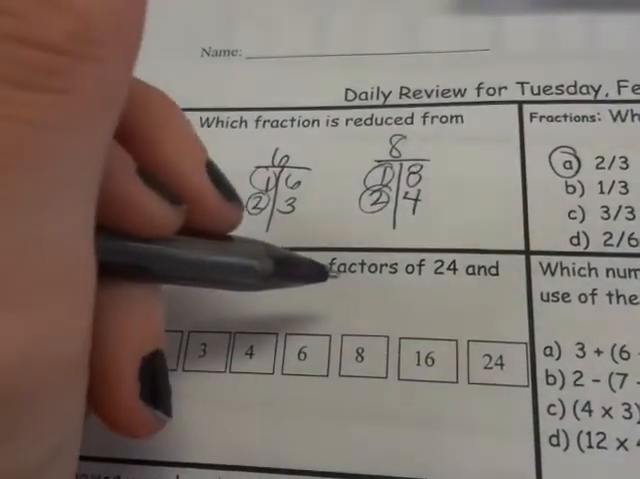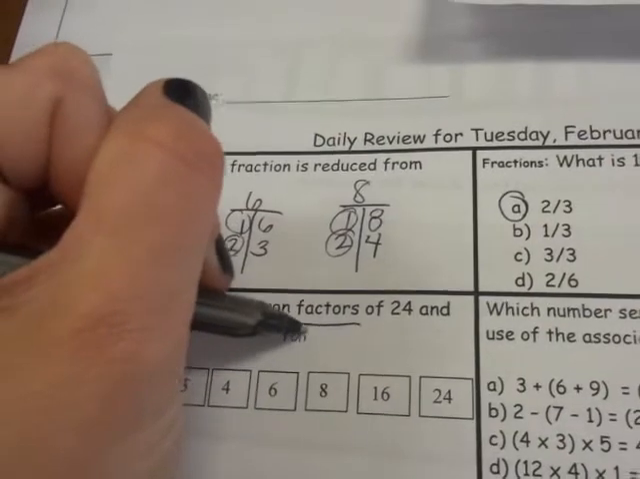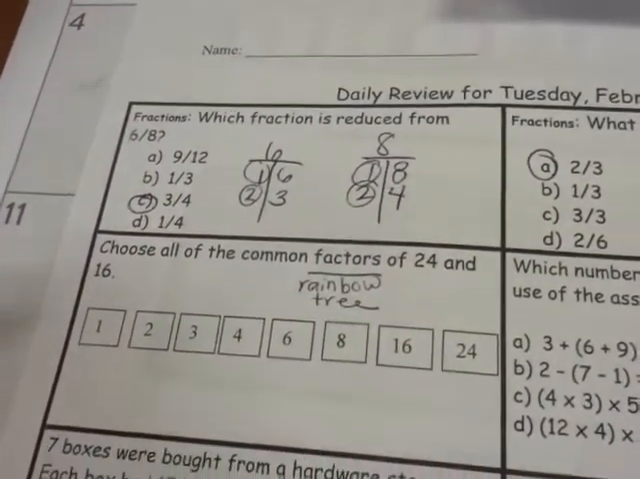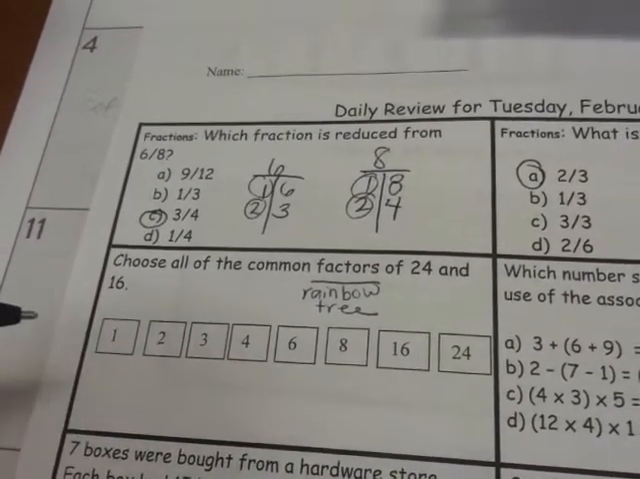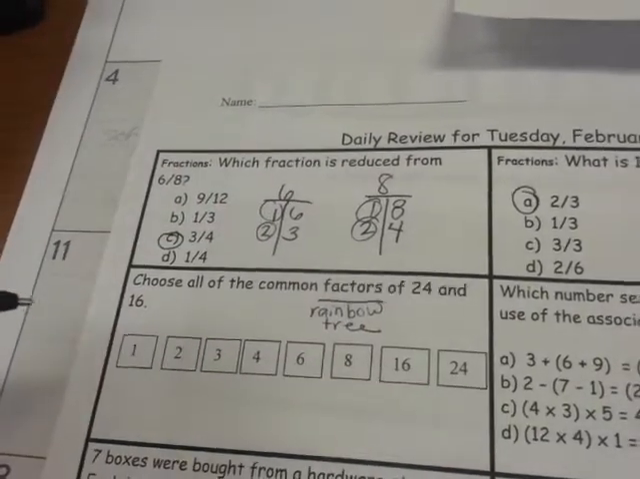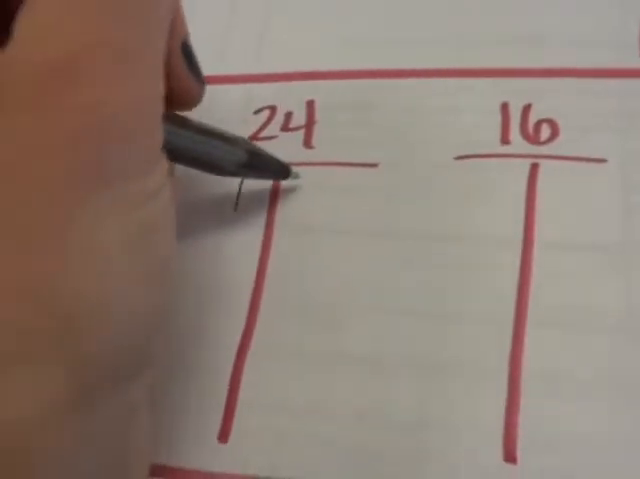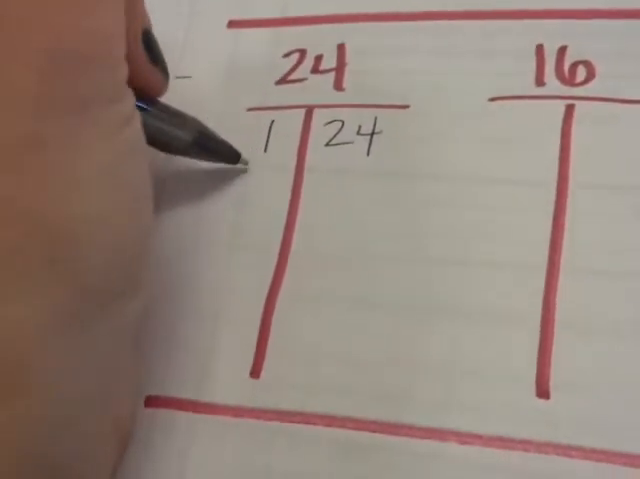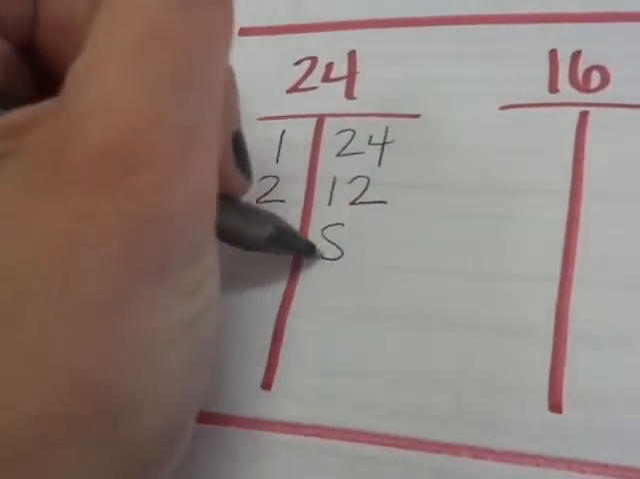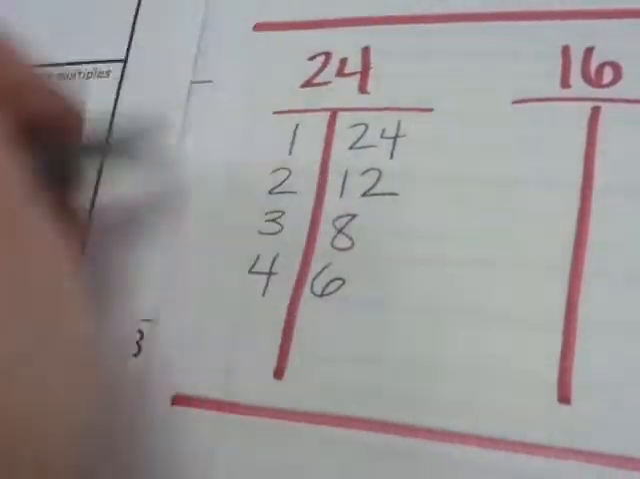Choose all of the common factors of 24 and 16. So when we say the word factor, we're thinking factor rainbow or factor tree. So, can you multiply this number to get 24 or 16? So let's make a little factor tree. For 24, 1 and 24, 2 times 12, 3 and 8, 4 and 6. Those are all the factors for 24.